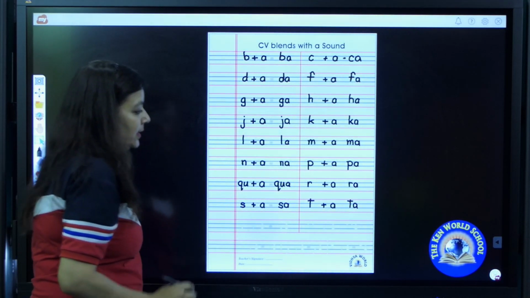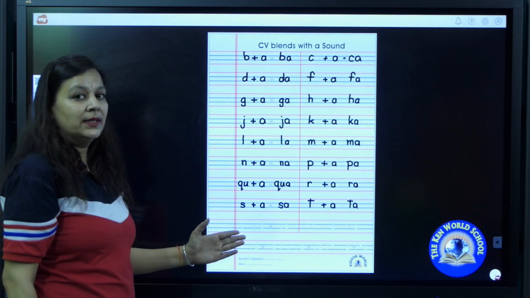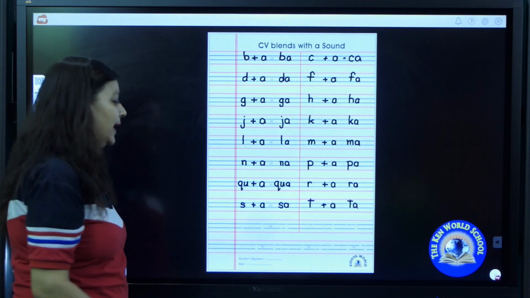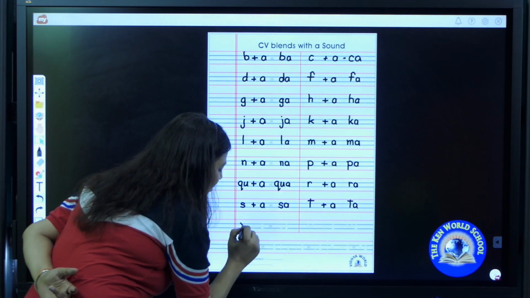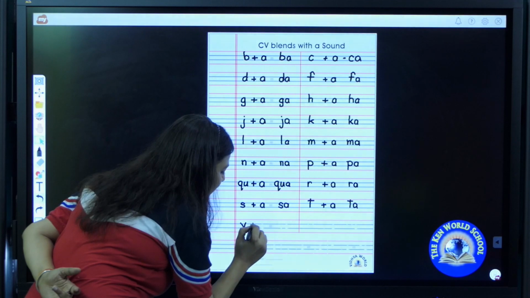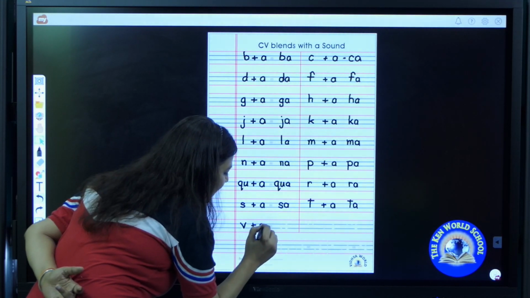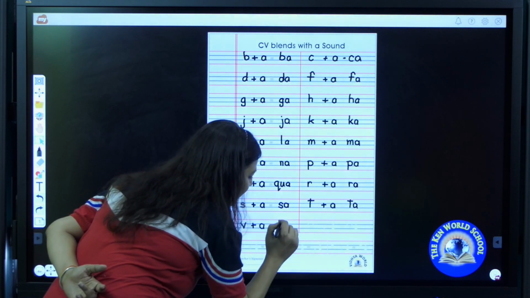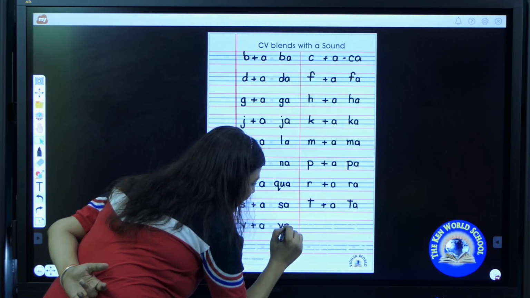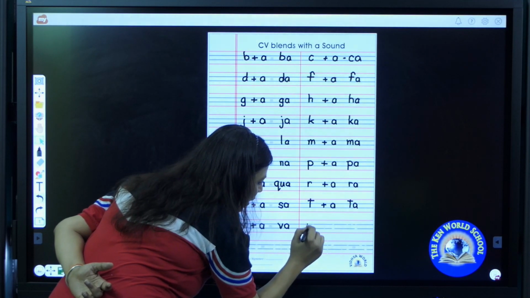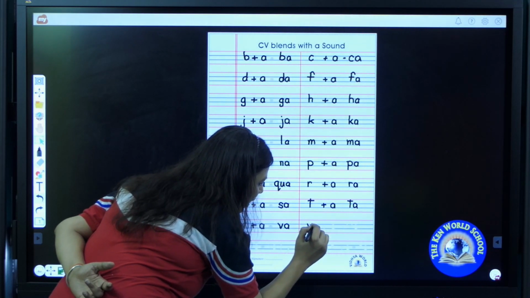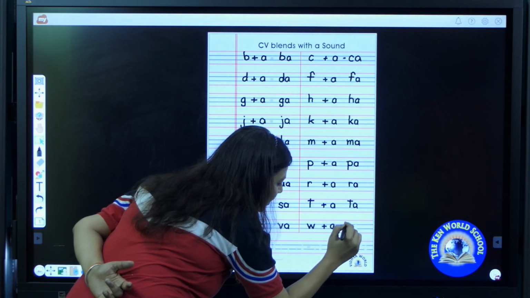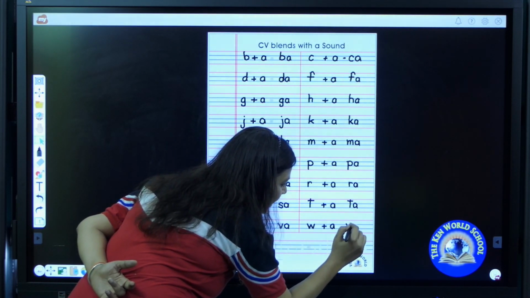Now which is the next consonant? No, it's not A, it's V. V A Va. A is a vowel, so we won't include it. V A Va. V A Va. Then W. W A Wa. W A Wa.